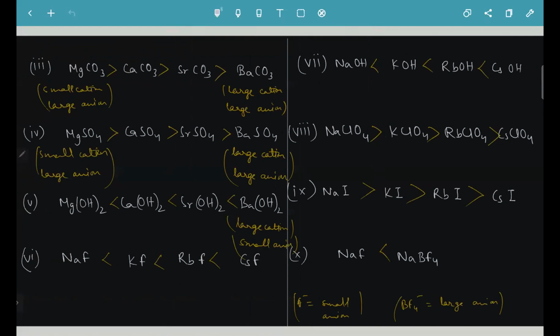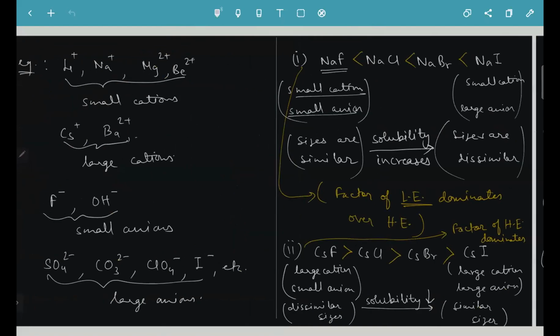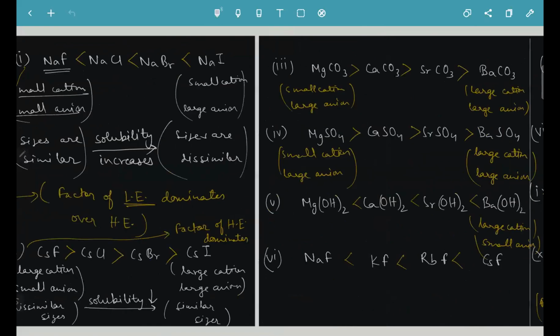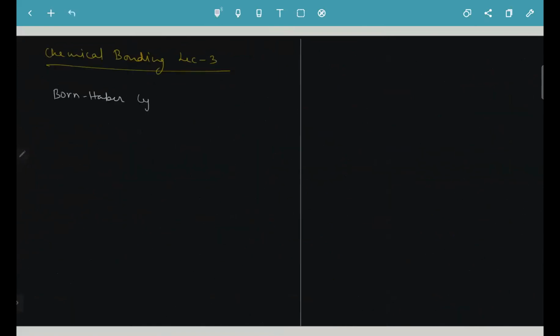We'll learn about the Born-Haber cycle today. The Born-Haber cycle is used to measure the lattice energy of ionic compounds.